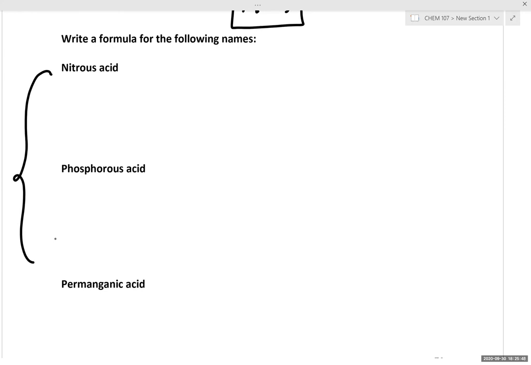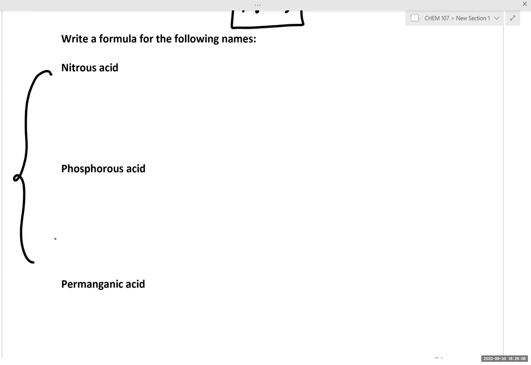Real quick, OUS, we translate that to ITE? Yep. When OUS is translated, it becomes ITE. Okay, thank you.